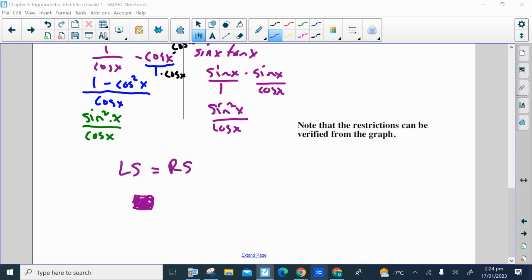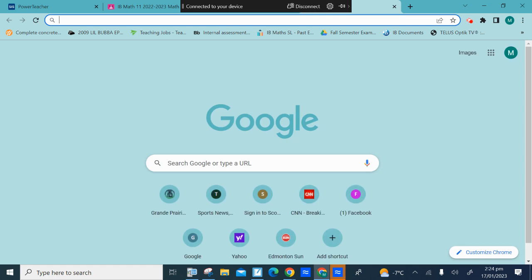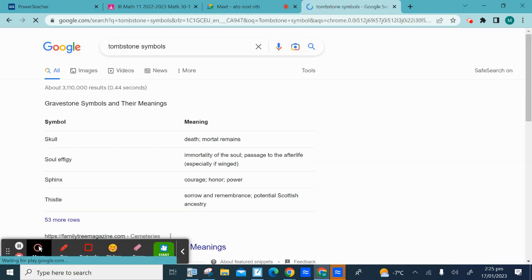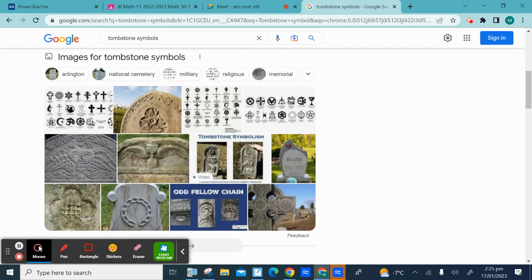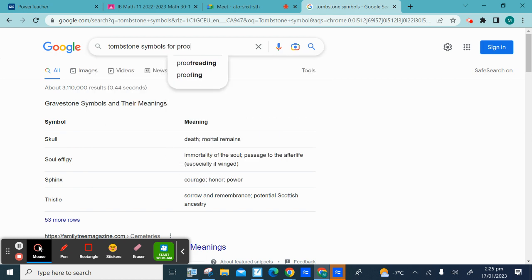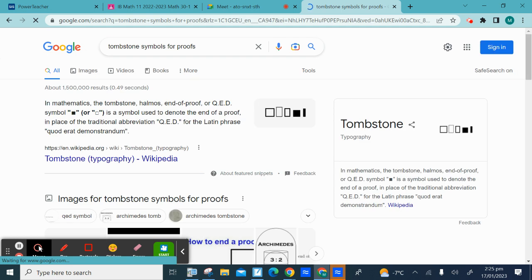If we look in Google for the symbol, let's put one more in here for proofs. So there's the definition. In mathematics, the tombstone, I'm thinking that's a Greek word, halmos, maybe, end of proof, or QED. So it's a box, or it could be colored in or not, as it says there.